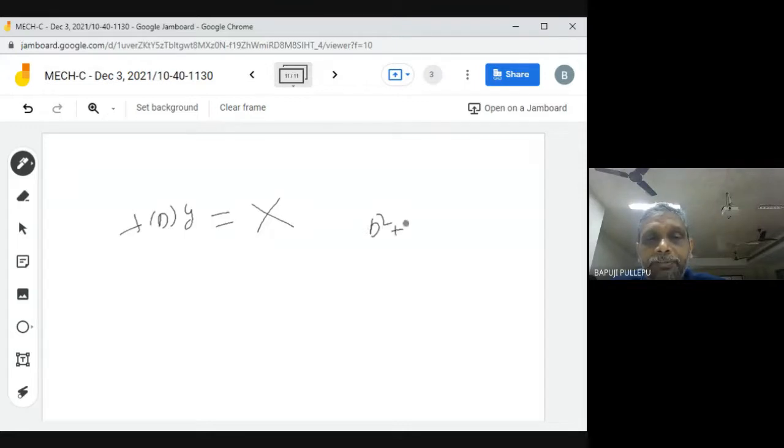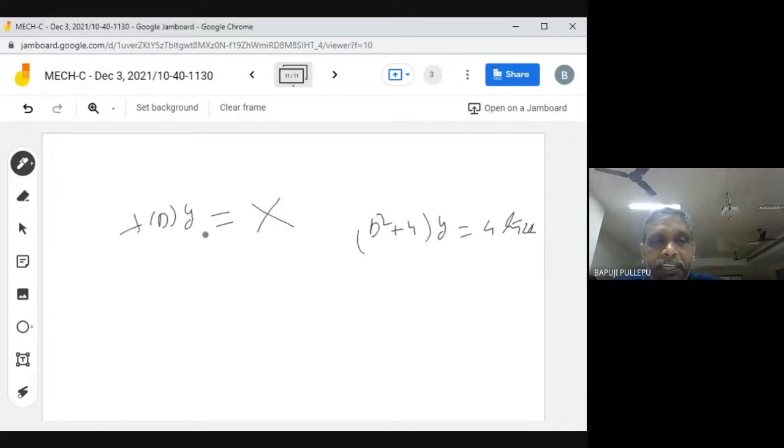D square plus 4 into y is equal to what? You will get 4 tan 2x. Generally they will give D square plus a square into y is equal to a square tan ax. Correct? So this is the standard question. Here a square means a square. It may be secant and cosecant. These three problems are very, very important. Now this is capital X I am writing.